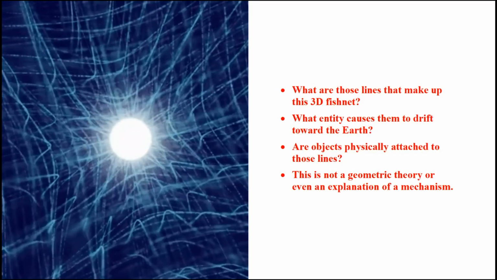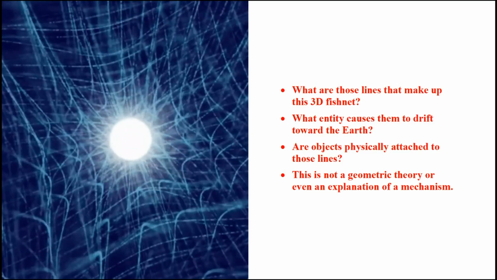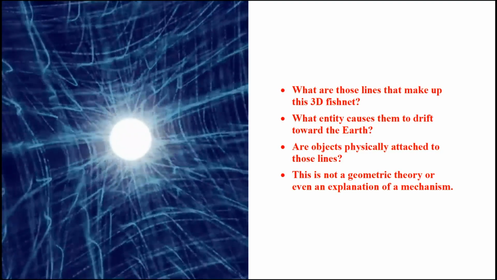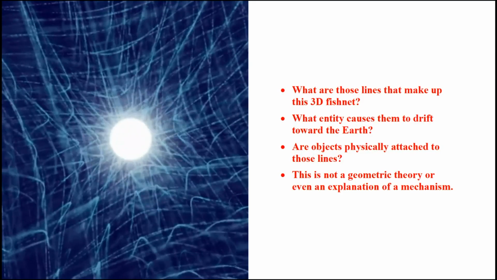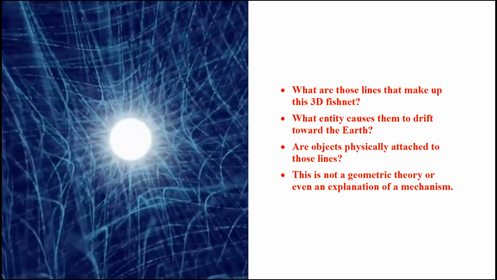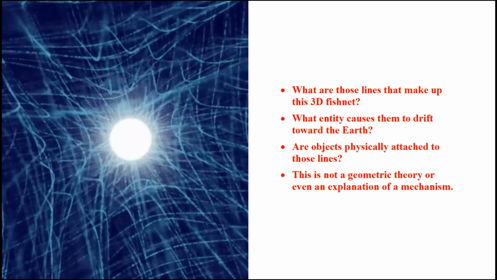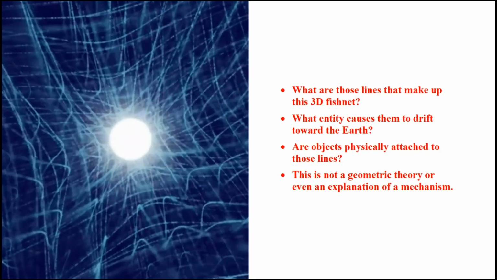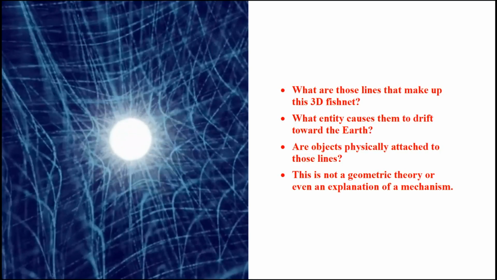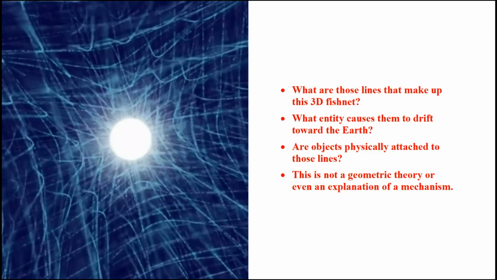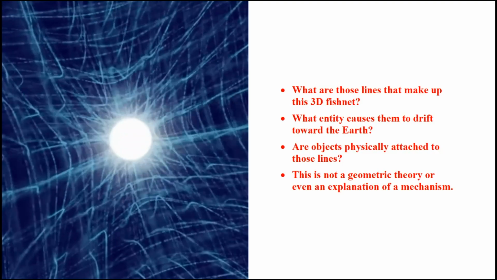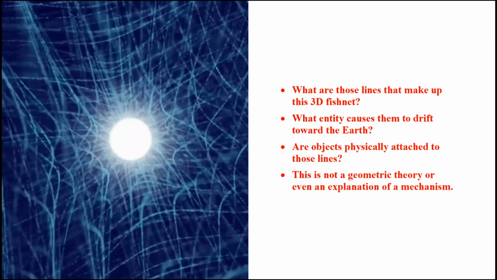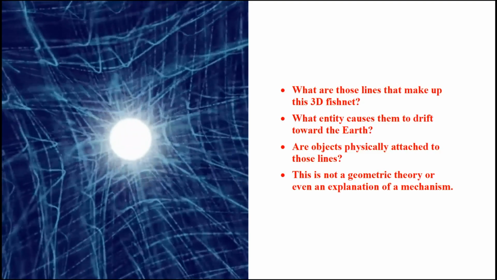Are objects physically attached to these lines? In other words, if the sun is attached to this fishnet and the Earth is attached to this fishnet, we can imagine that the sun is being pulled by the Earth and the Earth by the sun. There's a mutual attraction because they're both connected to the fishnet, and the fishnet is going towards the center of each one of these two celestial objects. We all can figure that out. The question is, what is this fishnet? Why can't we see or touch it? Again, you have to identify it. Is it a physical object? If not, what is it? Is it a concept? So this is not a geometric theory, even in the best of cases.